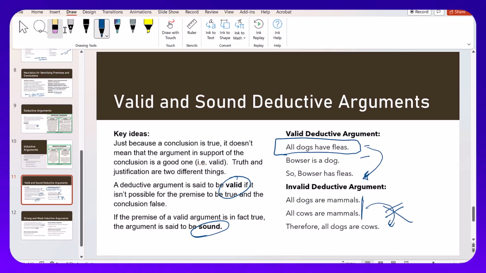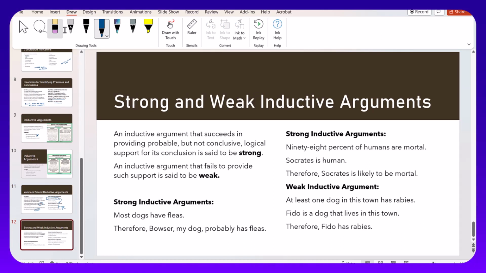And then for inductive arguments, it's usually considered strong and weak inductive arguments. So an inductive argument that succeeds in providing probable, again, inductive is probable, not conclusive, logical support, is strong. An inductive argument that fails to provide such support is weak. So again, here now you have strong and weak versus valid and invalid. So a strong argument: most dogs have fleas. Therefore, Bowser, my dog, probably has fleas.